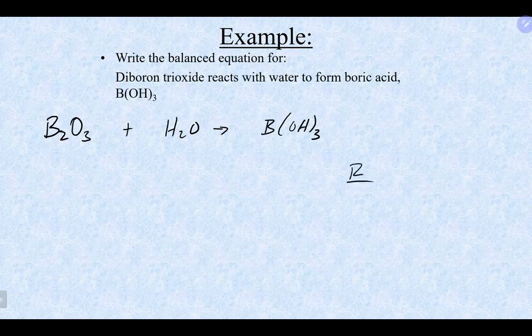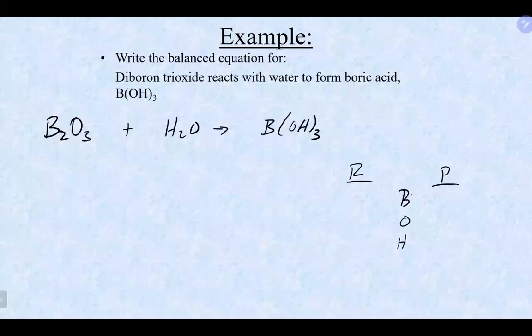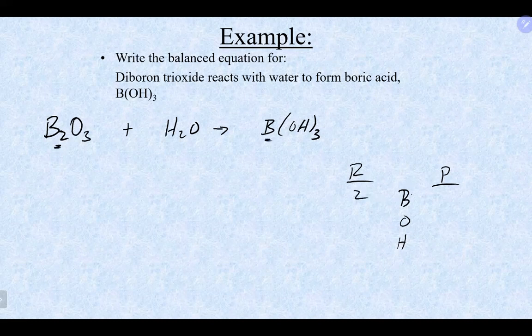Again, we can make a little table if we like. So we've got boron, oxygen, and hydrogen. Boron on the left, there are 2. On the right, there is 1.